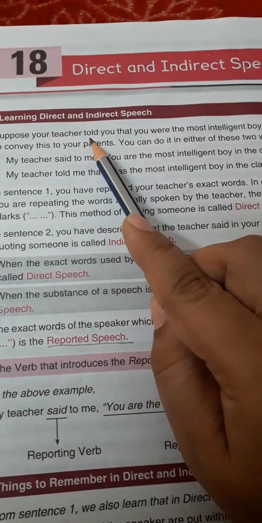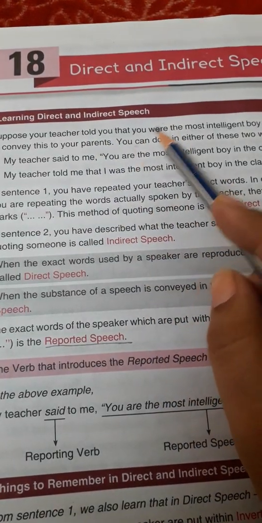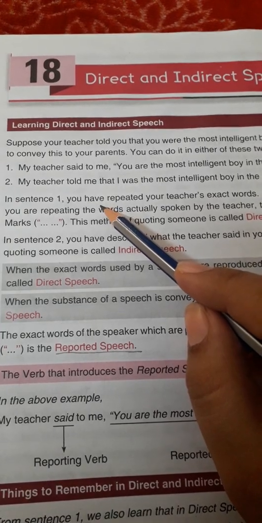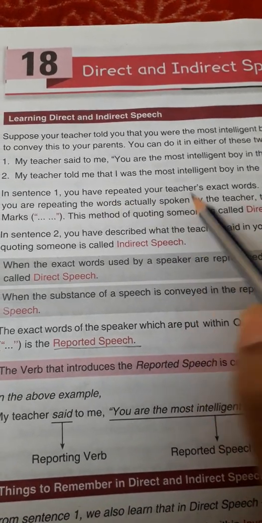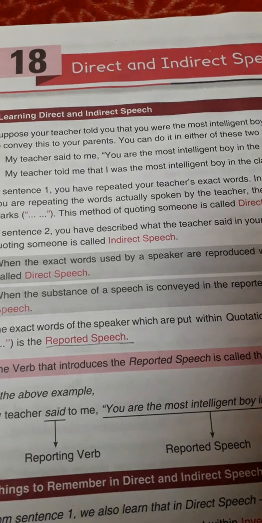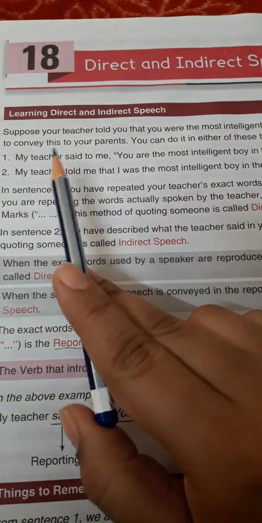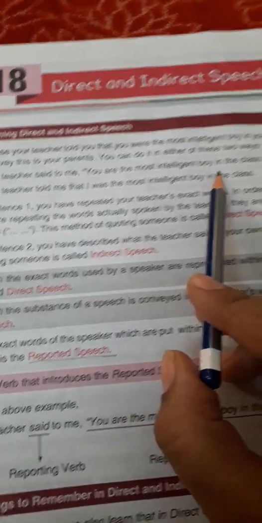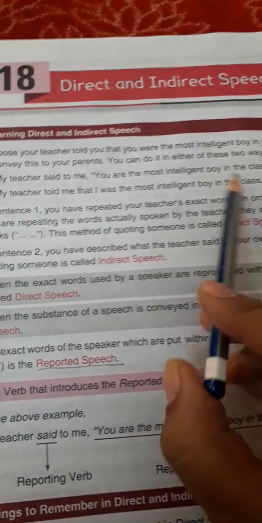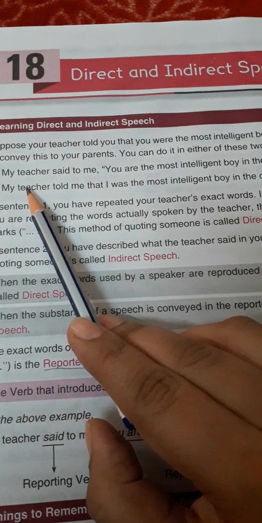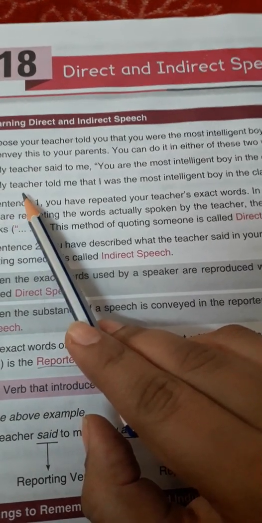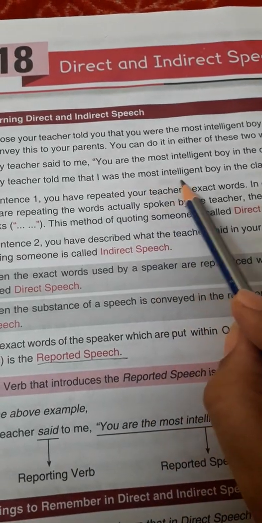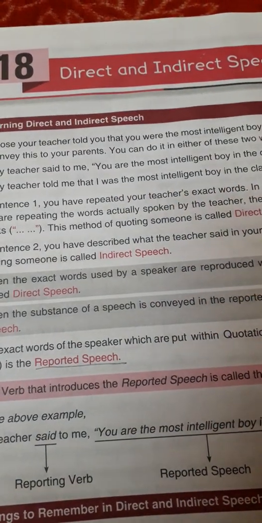Suppose your teacher told you that you are the most intelligent boy in the class and you want to convey this to your parents. You can do this in two ways. First, you will say that my teacher said to me, "You are the most intelligent boy in the class." And the second way of telling this to your parents is that my teacher told me that I was the most intelligent boy in the class.